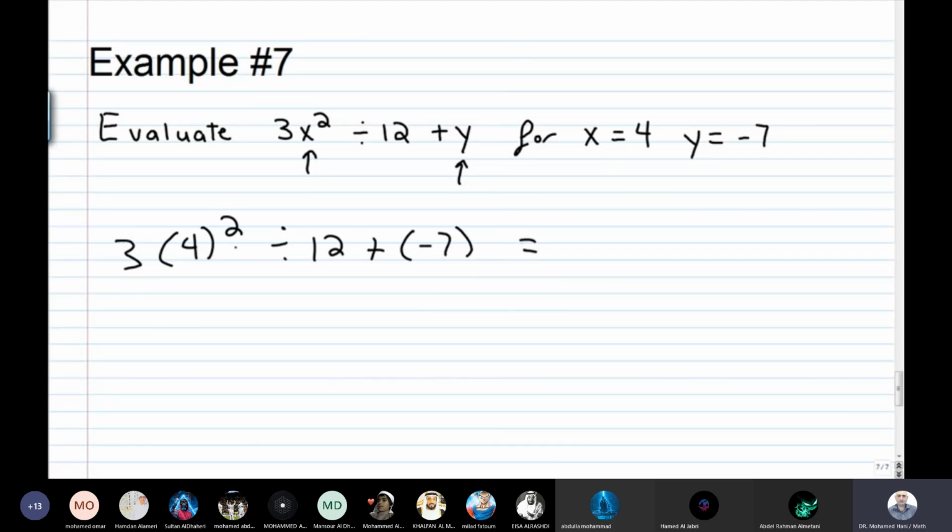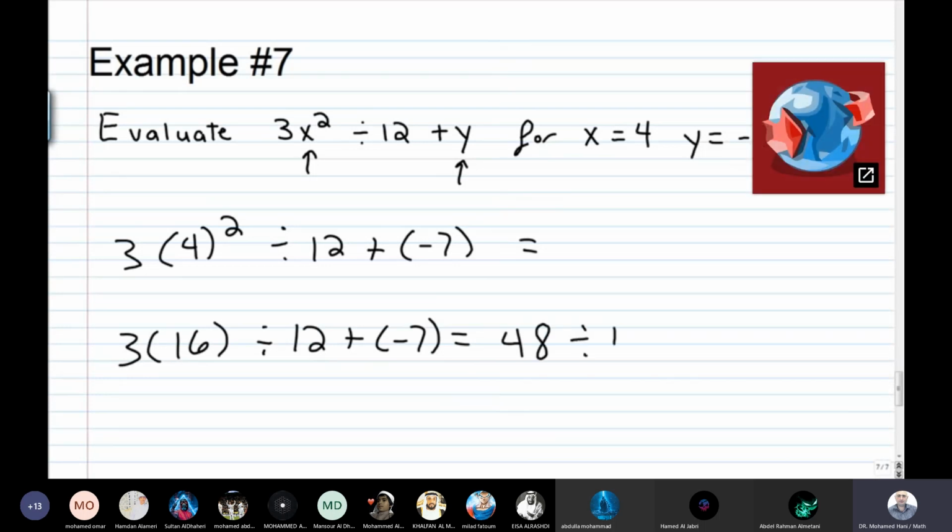Okay, so we're going to start out with the exponent operation. 4 squared is 16. So we'll have 3 times 16 divided by 12 plus negative 7. And now we want to multiply before we divide. 3 times 16 is 48. We'll have 48 divided by 12. I can just write this plus negative 7 as minus 7.